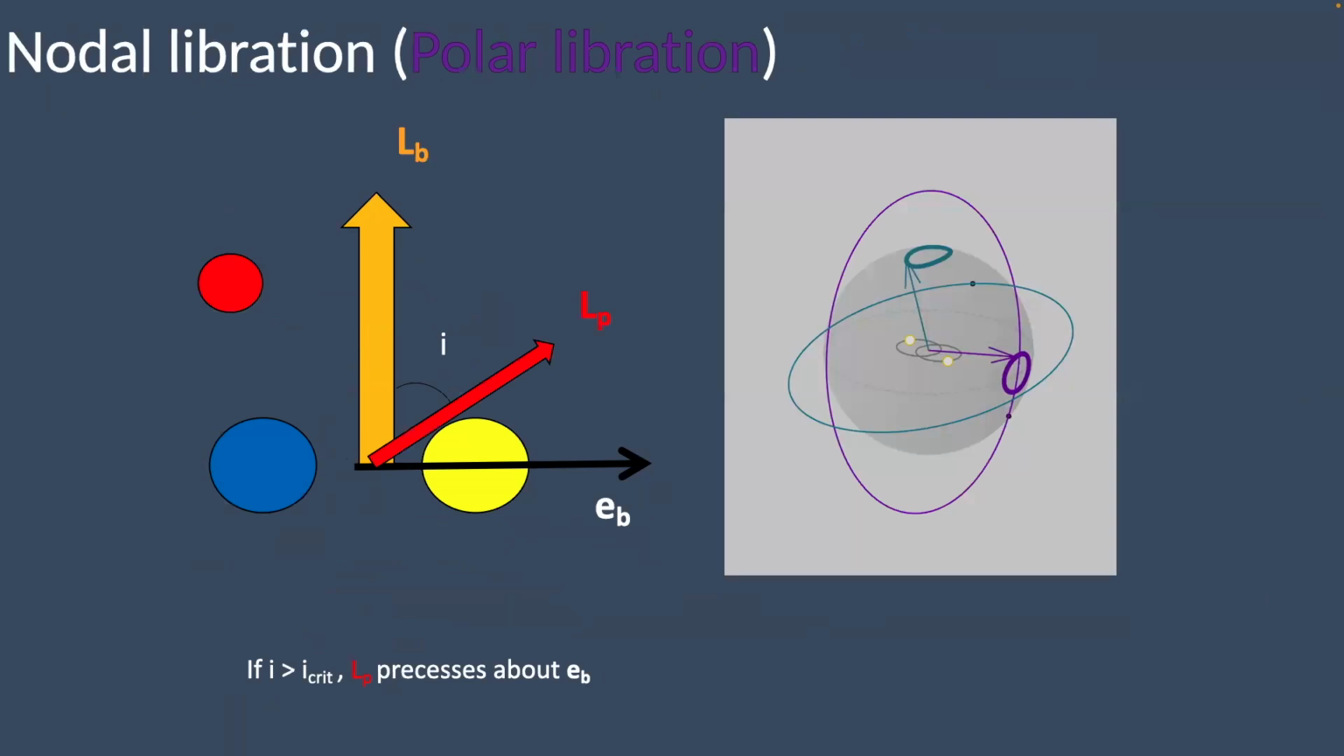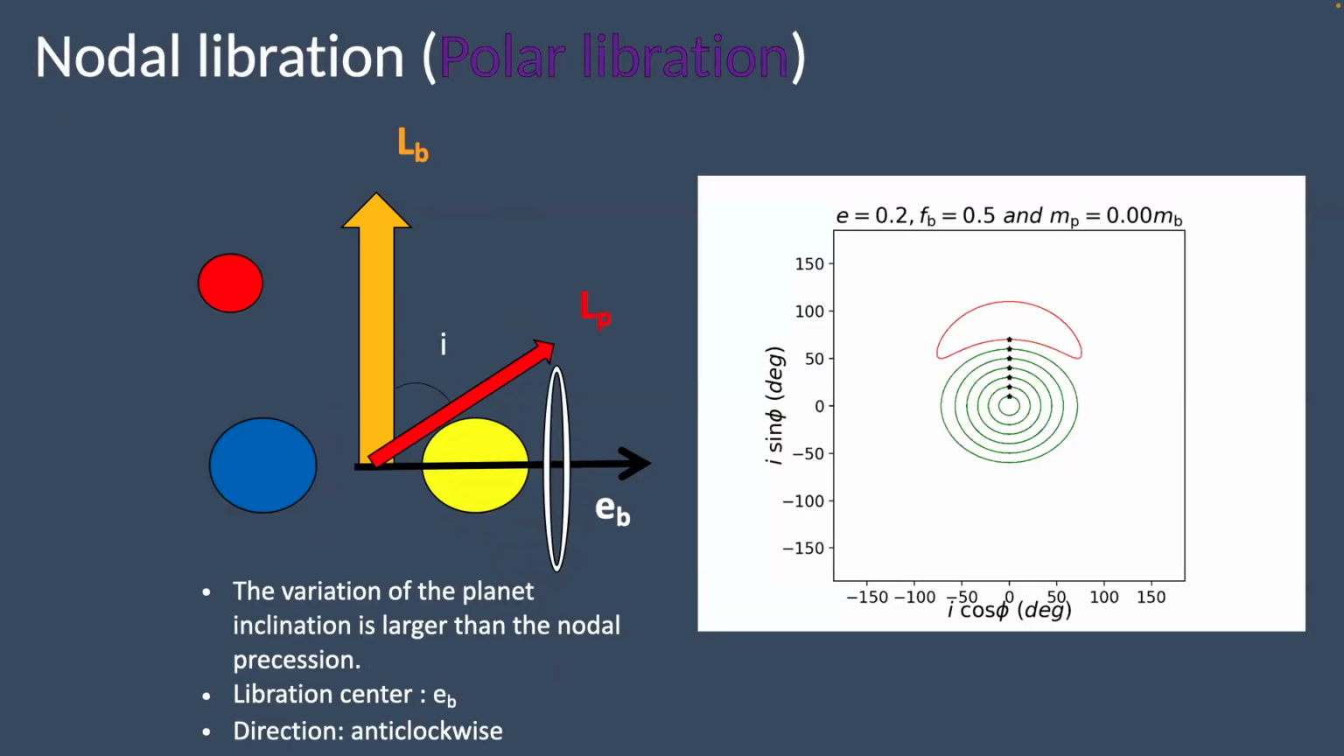The other dynamic is nodal libration. For nodal libration, it is required that the planet inclination is larger than the critical inclination. At this stage, L_p precesses about the binary eccentricity vector, this purple circle here. So if it's above the critical inclination, it starts to precess about the binary eccentricity vector. And we can keep increasing until it reaches 90 degrees, where there is no precession because it's in a stable state.